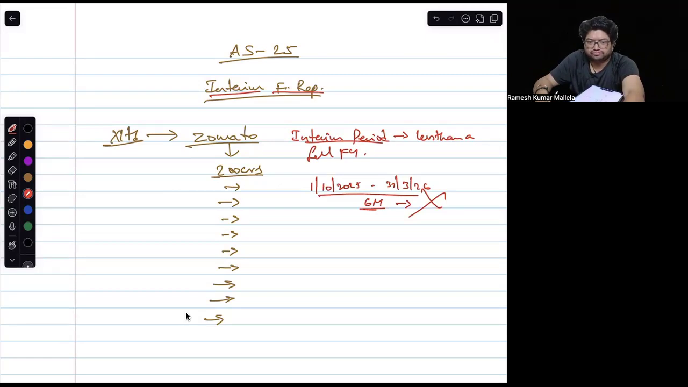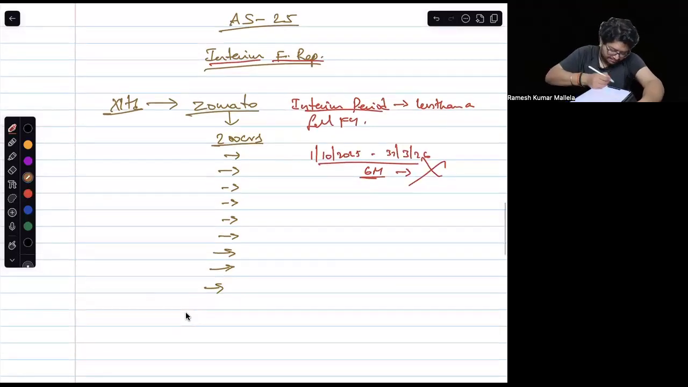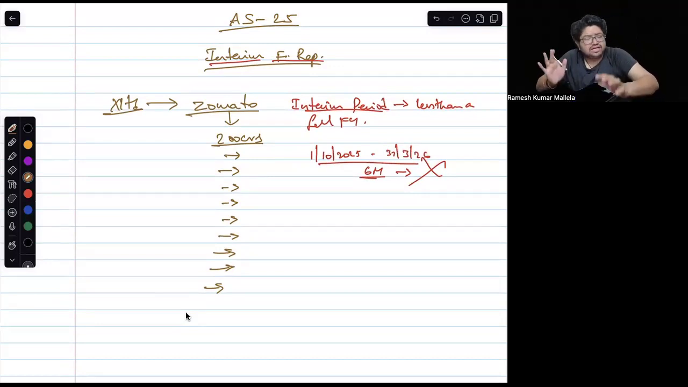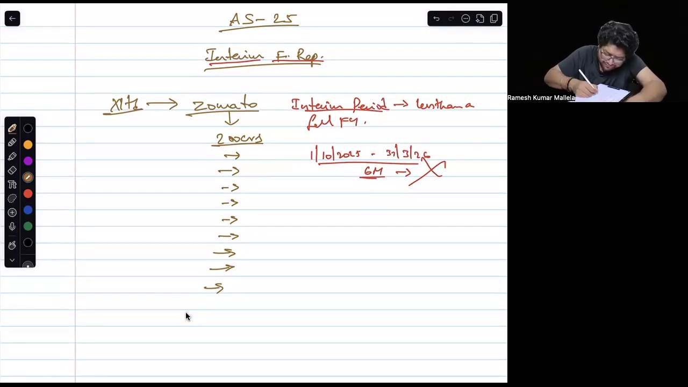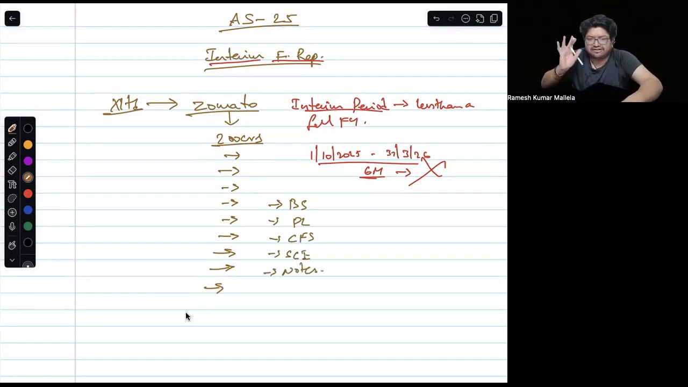Now, what all will be required to be presented in this IFR? Normally, in full financial statements, what all will you give? You will give balance sheet, P&L, cash flow statement, statement of changes in equity, and then notes. Yes or no? These are the 5 things that will normally be there in a financial statement.